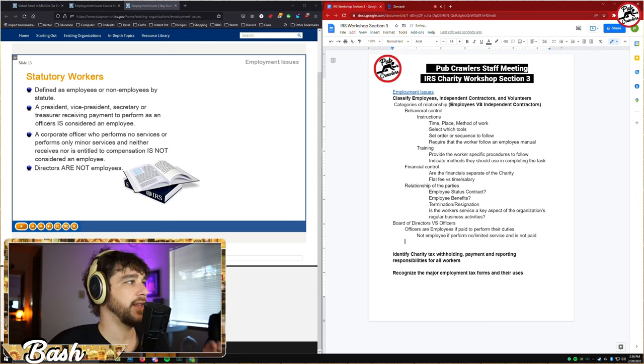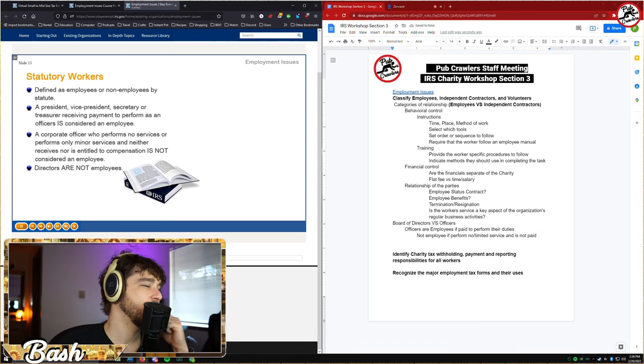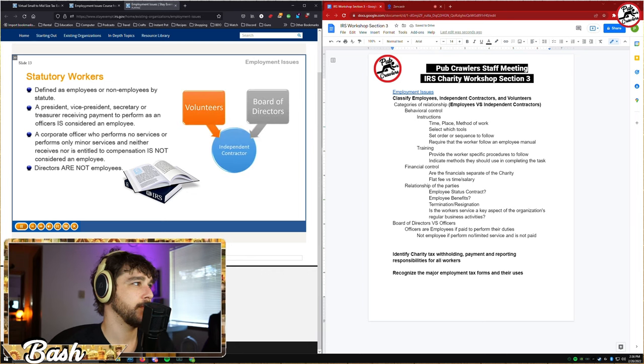All right, and then here's the important one. The code defines the board of directors of a corporation as non-employees. So your 501(c)(3) board of directors, by the IRS code, are not employees. We must classify them as independent contractors or volunteers for tax purposes. That's what we didn't hear the first time. They have to be classified as volunteers or independent contractors.